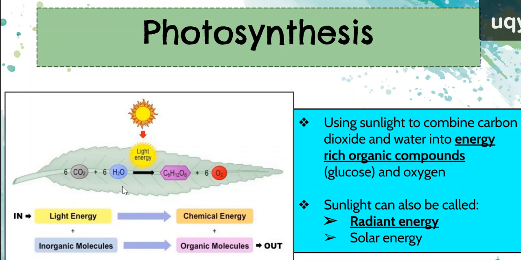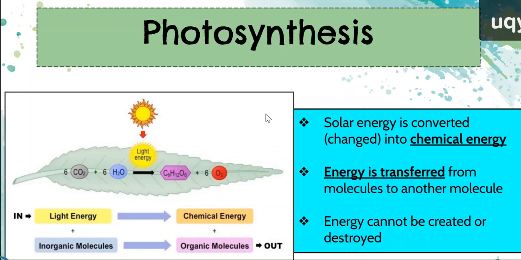Using sunlight to combine carbon dioxide and water in order to make energy-rich compounds, which is sugar. The specific sugar that plants make is called glucose. Glucose, or sugar, is a chemical energy because the energy is stored in the chemical bonds of sugar. The energy that's taken in by plants is light energy.